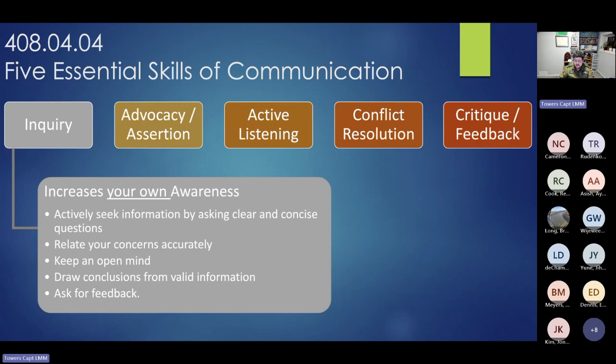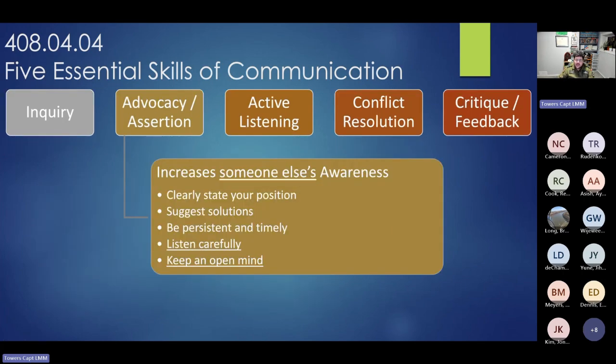So starting off with inquiry, it's primarily aimed at increasing your own awareness. You want to actively seek information by asking clear and concise questions. You want to relate your concerns accurately. You want to keep an open mind. You want to draw conclusions from valid information and always ask for feedback. So that's the first essential skill, inquiry.